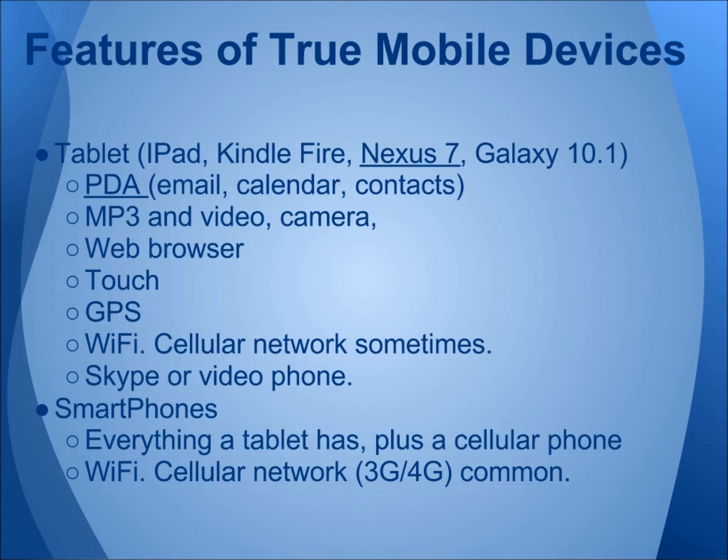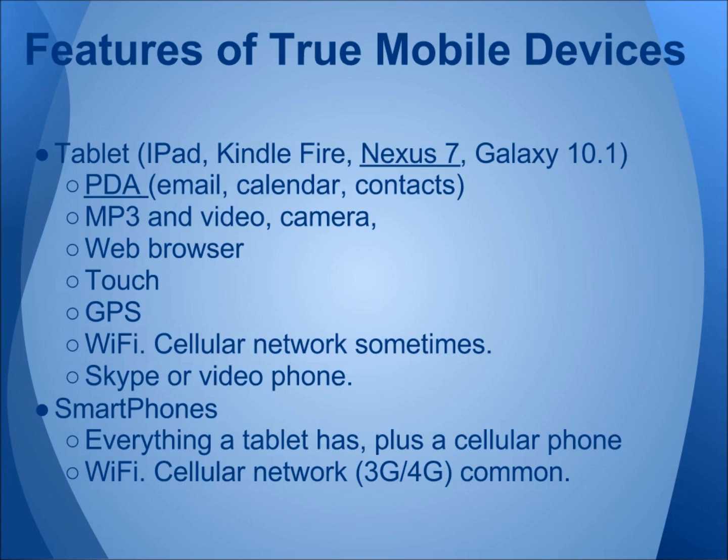That's what people call PDA. And then they'll have MP3 and video and camera, so they have multimedia. They'll have web browsers. They'll have touch. Okay, we can touch the screen and manipulate the screen with our fingers. They'll have GPS sometimes in a tablet, and they'll have Wi-Fi, and sometimes they'll have cellular networks, they'll have 3G and 4G. They'll frequently, usually, have Skype or video phones, so the ability, even if you don't have a phone built into your tablet, you can talk using Skype or you can talk using a video phone, which has got a lot of companies up in arms.